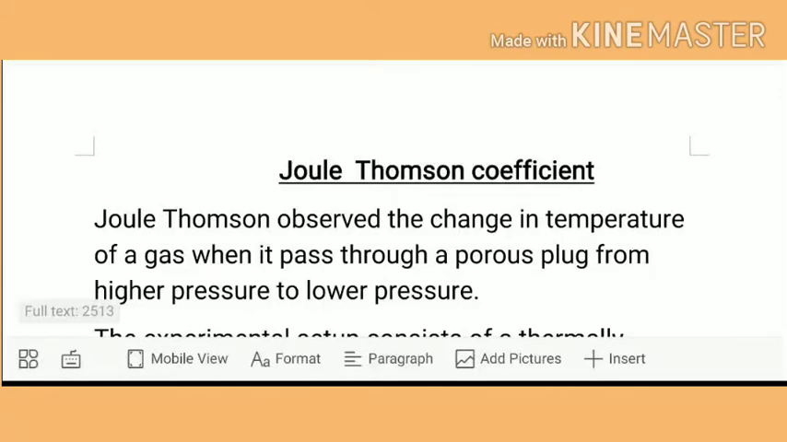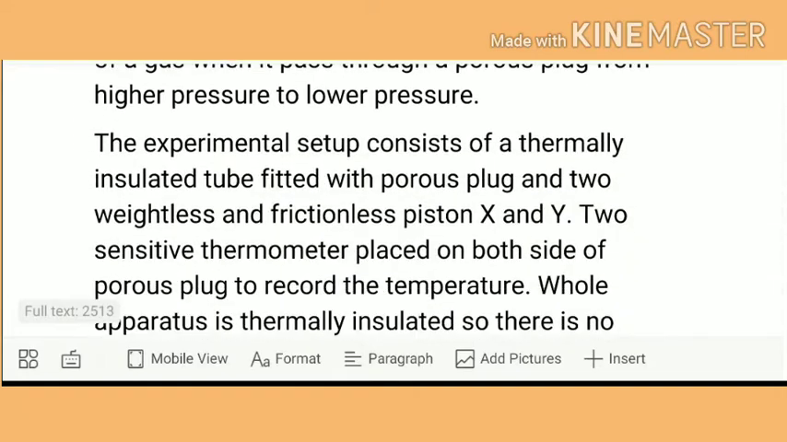Everyone, in my previous video, we discussed Joule's law and Joule's coefficient. In this chapter, we will discuss the Joule-Thomson coefficient. In Joule's experiment, the gas was expanded from higher pressure to vacuum, while in this experiment, a gas is passed through a porous plug from higher pressure to lower pressure.